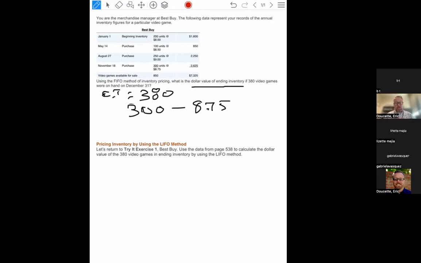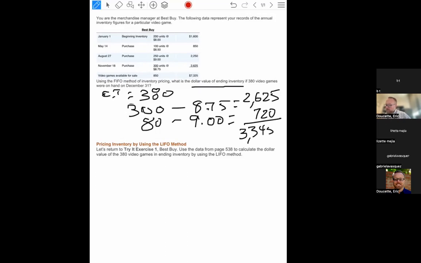So that means of the August 27th, there was also 80 units that were taken from that, and those were $9 each. And if I do the math on that, 300 times 875 comes to 2,625. It's already been done for us at the top. And then 80 times $9 is $720. That gives me a total remaining value of $3,345. So that is my ending inventory value right there.